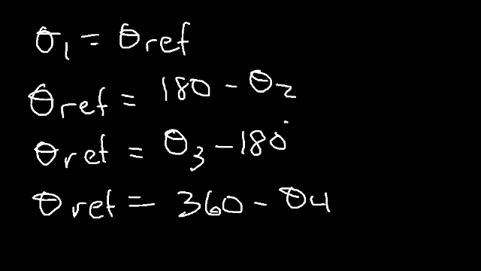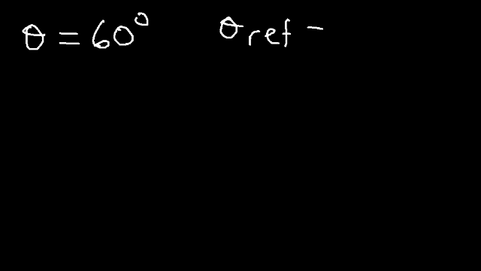So let's go over some examples. So let's say if you have an angle of 60 degrees. What is the reference angle? So because the angle is between 0 and 90, the reference angle is equal to that angle. It's going to be 60 degrees. So if the angle is in quadrant 1, it's the same as the reference angle.